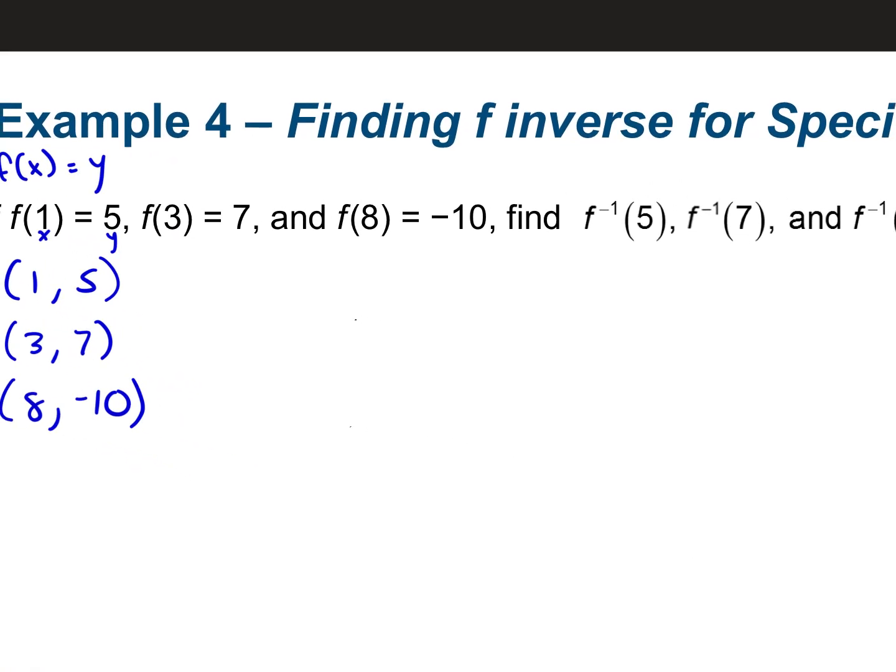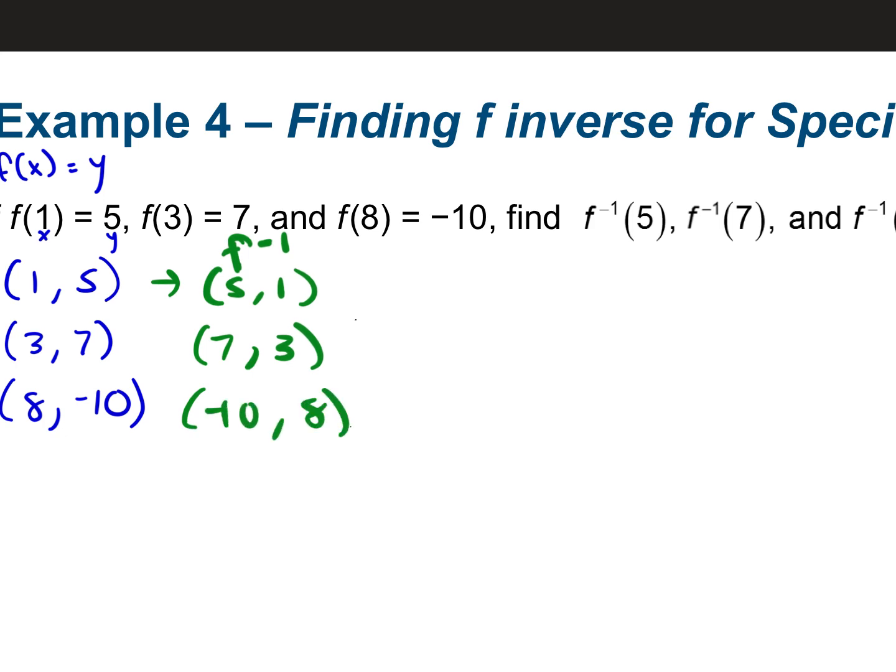So here when it's asking us for the inverse, the x's and y's flip. So our points would flip. So the inverse, which is labeled as f with that little -1 on top of it, that's just the name for the inverse, would be 5, 1, 7, 3, and -10, 8. So the x's and y's just flip positions.